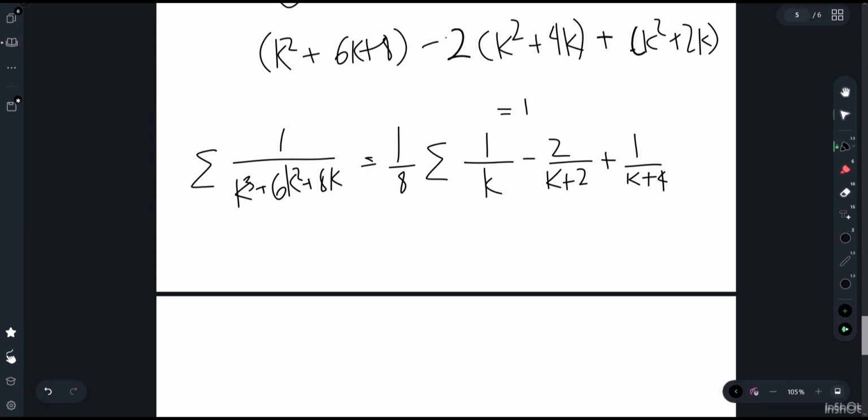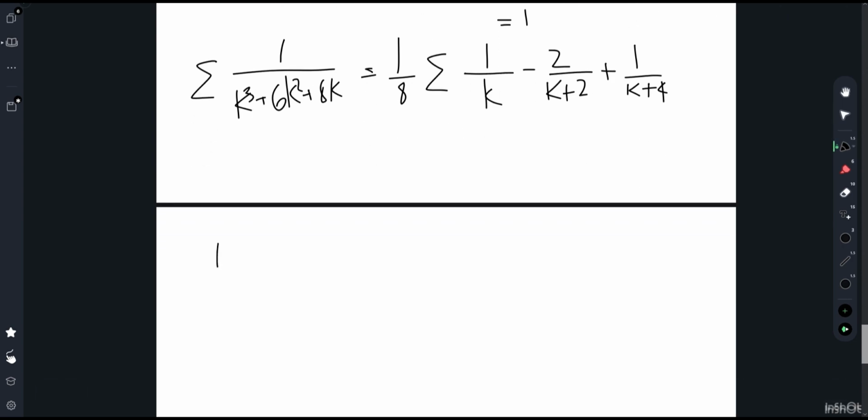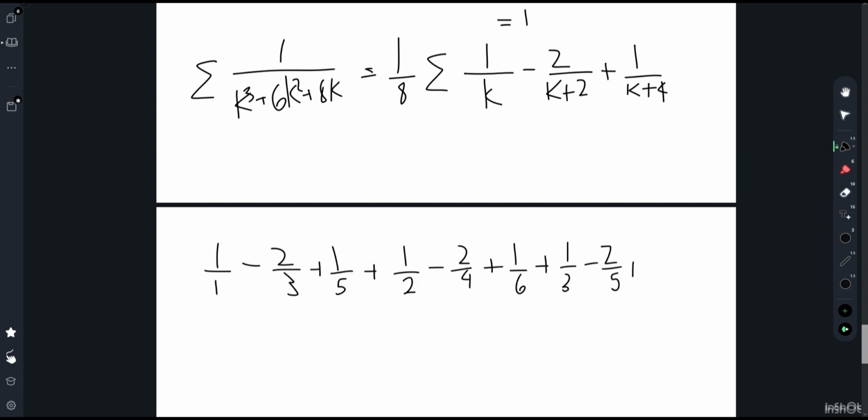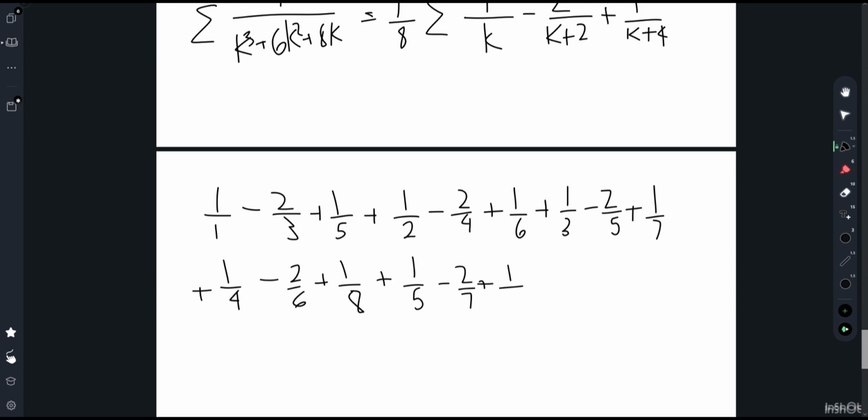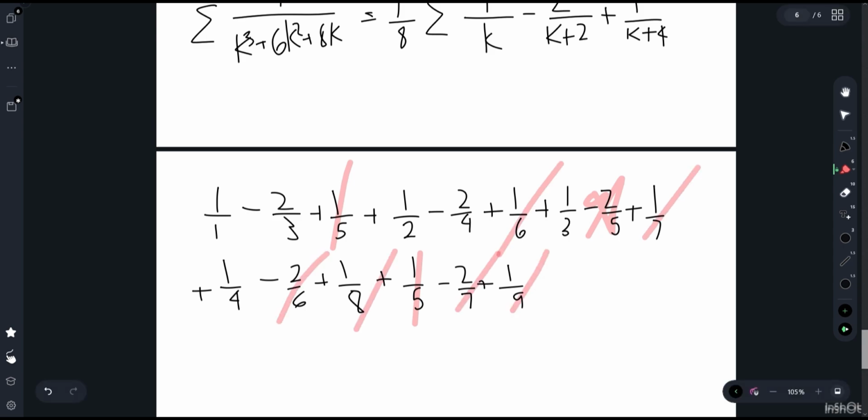So now let's take a look. So when k equals 1, we have 1 over 1 minus 2 over 3 plus 1 over 5. Then we have 1 over 2 minus 2 over 4 plus 1 over 6. Then we have 1 over 3 minus 2 over 5 plus 1 over 7. Let's just write out a few more terms just to be safe. So this is the first case of telescoping. We see 1/5 plus 1/5 and negative 2/5 cancel out. And so since 5 and 5 cancel out, 6, 7, 8, and 9 all have to cancel out.